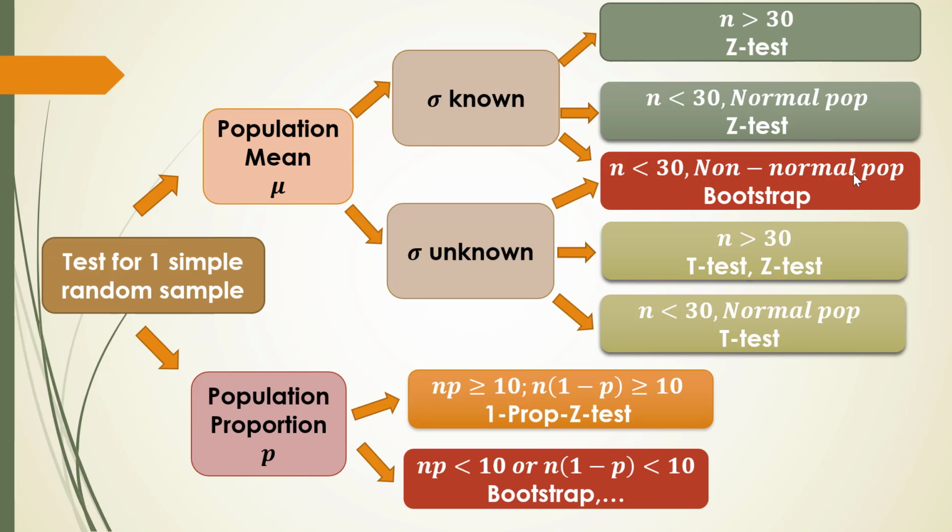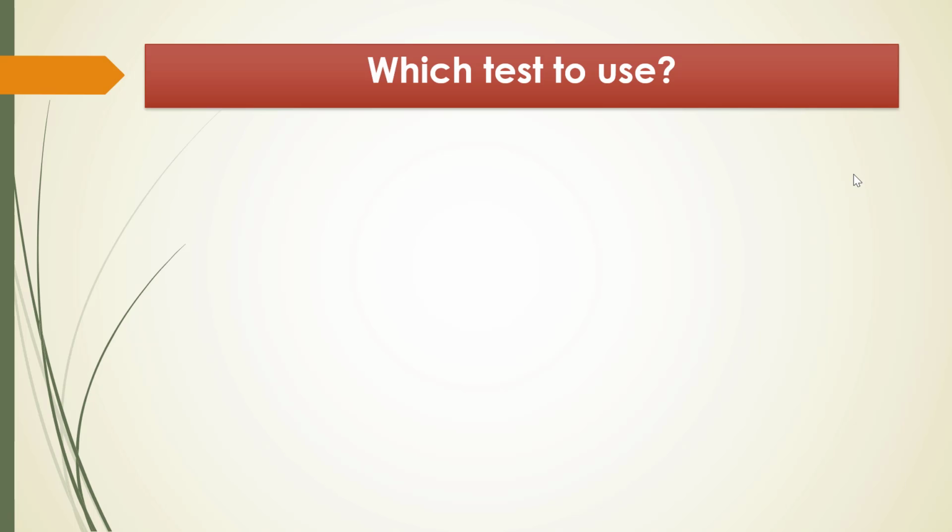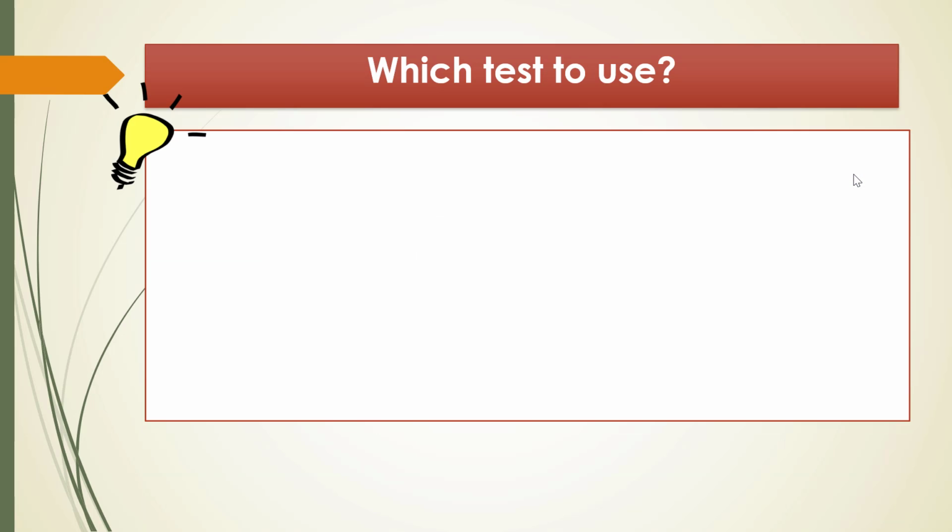If we are dealing with a claim about population proportion, we also need to check whether the central limit theorem is applicable. If np and n times 1 minus p are both at least 10, we use one proportion z-test. Otherwise, we might think about some other statistical methods, and bootstrap is one example. So that's how we determine the test to use. Now let's go over some examples.